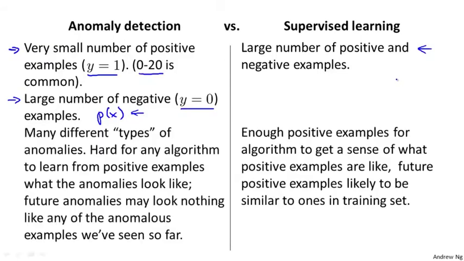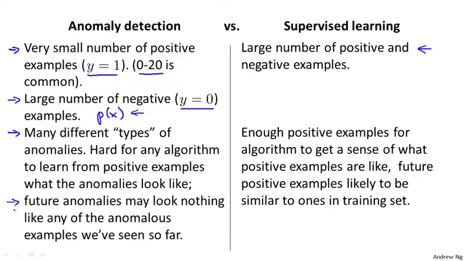Here's another way that people often think about anomaly detection algorithms. For anomaly detection applications, often there are many different types of anomalies. Think about aircraft engines. There are so many different ways for aircraft engines to go wrong, so many things that could break. And if that's the case, and you have a pretty small set of positive examples, then it can be difficult for an algorithm to learn from your small set of positive examples what the anomalies look like. In particular, future anomalies may look nothing like the ones you've seen so far.